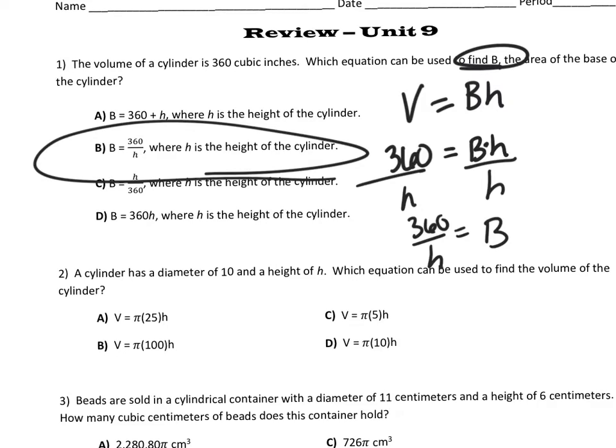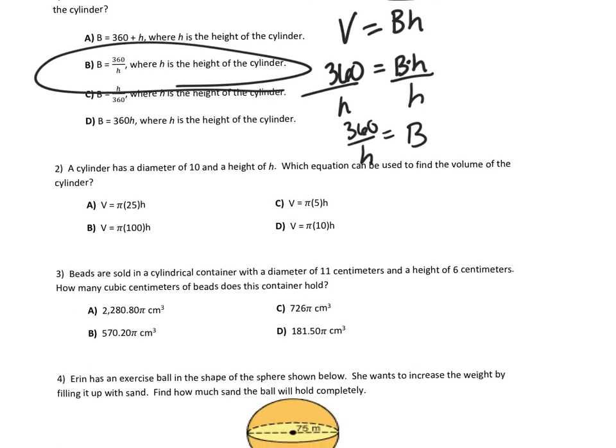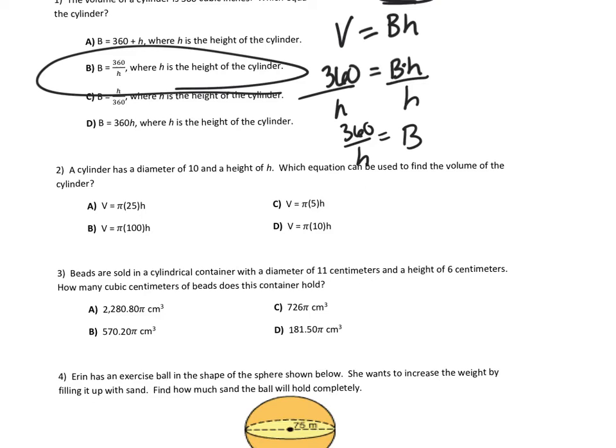Number 2, a cylinder has a diameter of 10 and a height of H. Which equation can be used to find the volume of the cylinder? Volume of a cylinder is this same thing, but remember we inserted the area formula. So we had a hard time understanding that yesterday. The bottom is a circle, so it's volume equals pi r squared H.